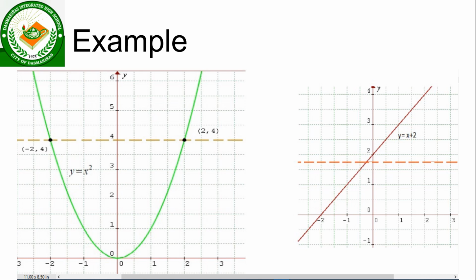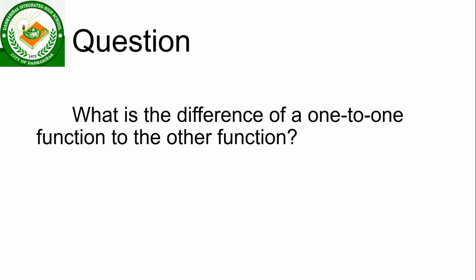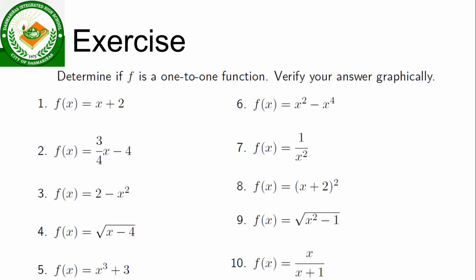For the second one, as you can see, any horizontal line intersects the graph at exactly 1 point. So, if that's the case, that's a one-to-one function. And by the way, that is the graph of the second example earlier, the second function. So this question is for you. What is the difference of a one-to-one function to the other function? I'm not going to answer this. Perhaps you can answer this as an exercise on your own.